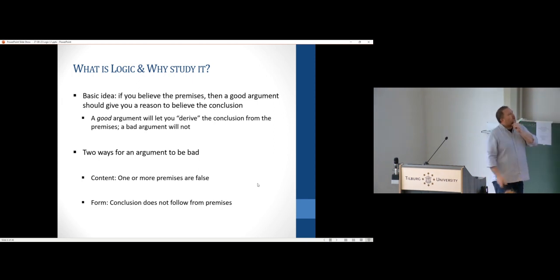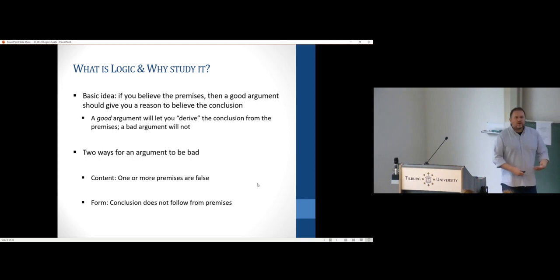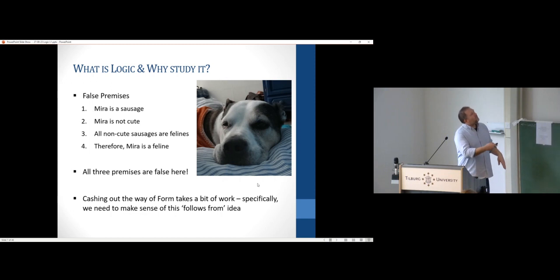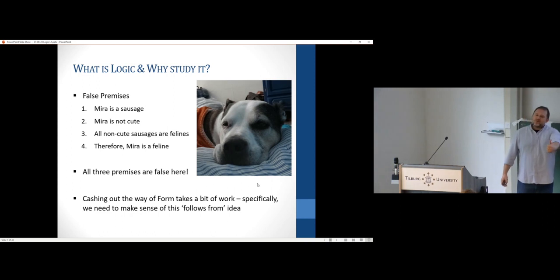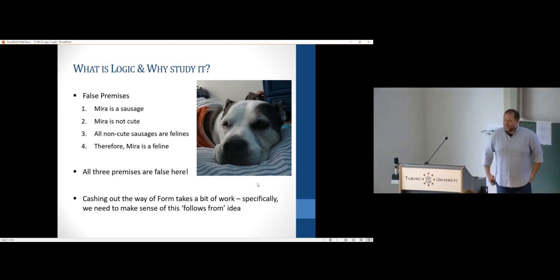But there's another sense in which an argument can be bad, and this is where the conclusion doesn't follow from the premises, where the premises don't really motivate, in some sense, the result we're supposed to take away. And I think we can pull these two ways apart by thinking about the next argument. So here's an argument again about Mira. Premise 1, Mira is a sausage. Premise 2, Mira is not cute. Premise 3, all non-cute sausages are felines. Conclusion, therefore Mira is a feline.